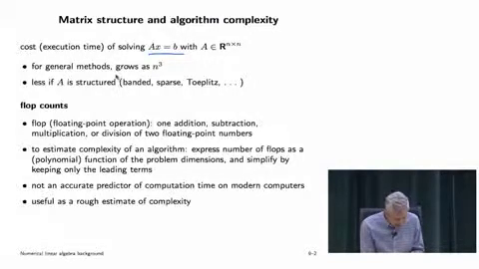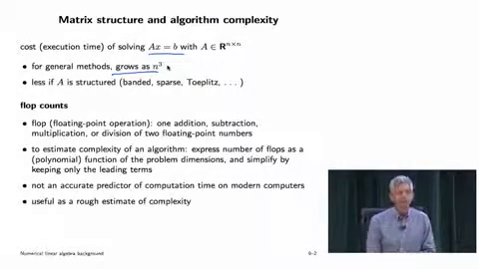So that would be structure. Other structure would be sparsity, right? That would be that A has a lot of zeros. One definition of sparsity goes something like this: it's a matrix that has enough zeros that it's worth your while to take advantage of it. That's some 1960s definition, but it's a perfectly good definition, right? So general methods grow like n cubed.